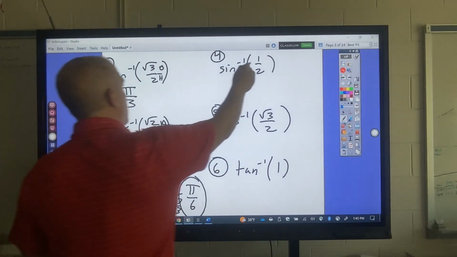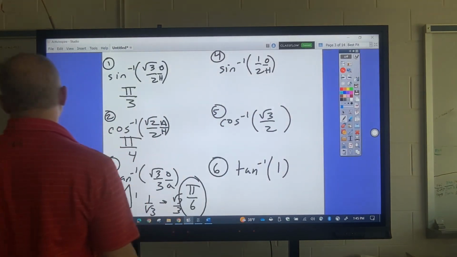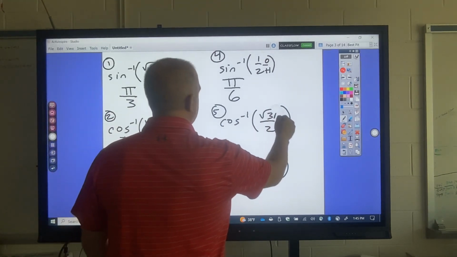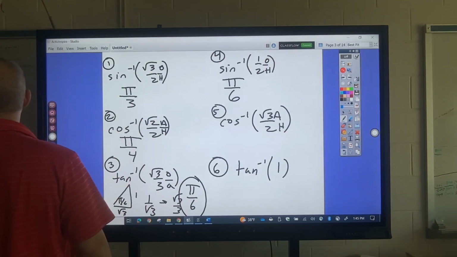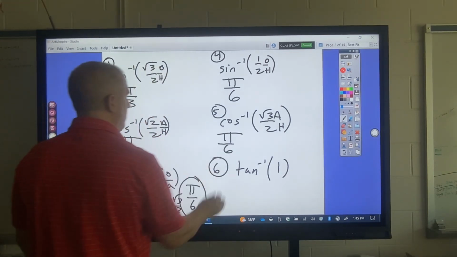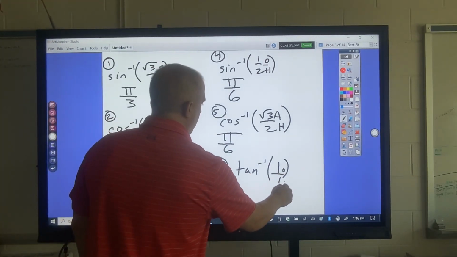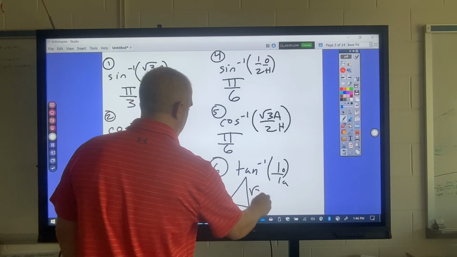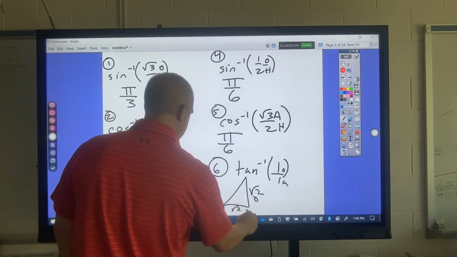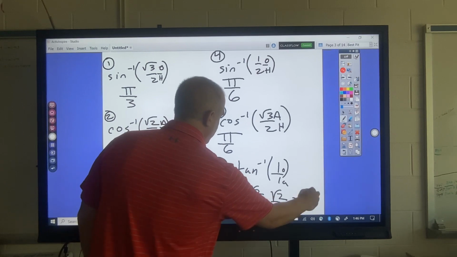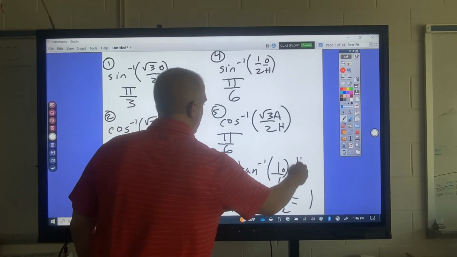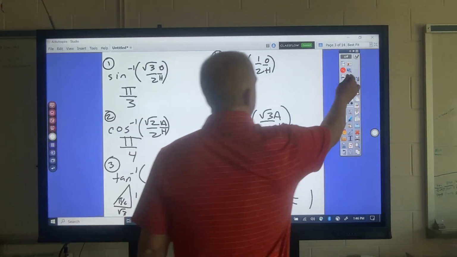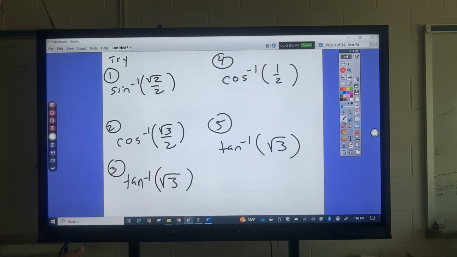So this one is the O over H. Where is O 1 and the H 2? That's going to be the pi over 6 triangle. This one, where is the A square root of 3 and the H 2? This is also the pi over 6 triangle. Now somebody said, well, Mr. Evans, on this one we don't have a 1 and a 1. Well, which triangle would give you 1? If I did this one, this is opposite and adjacent, square root of 2 over square root of 2, which would be 1. That's the pi over 4 triangle. So sometimes with some of those, you have to think a little bit through those, okay? Go ahead and try these on your own.